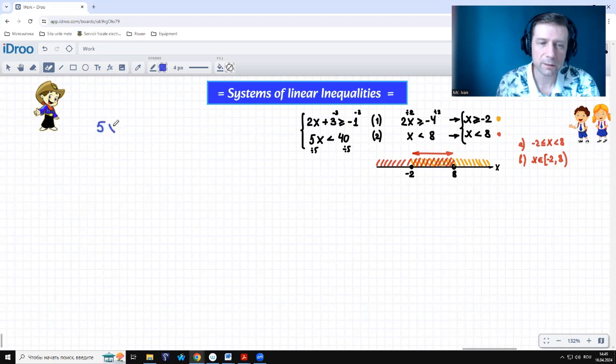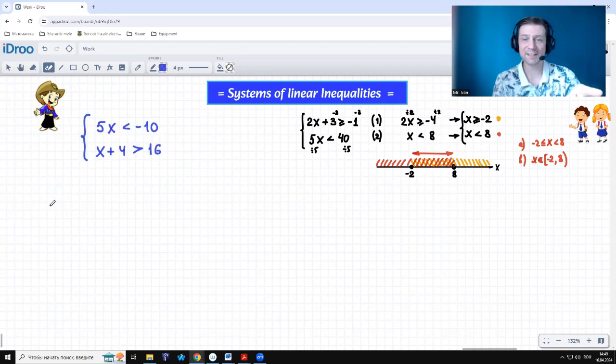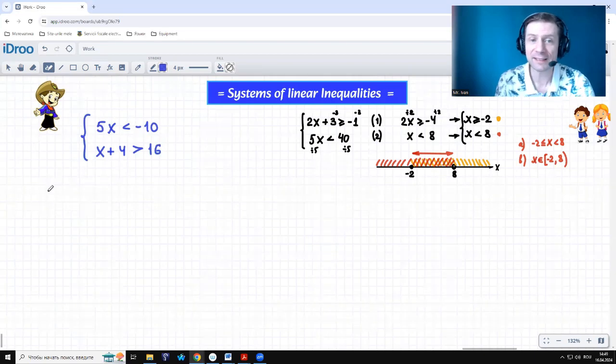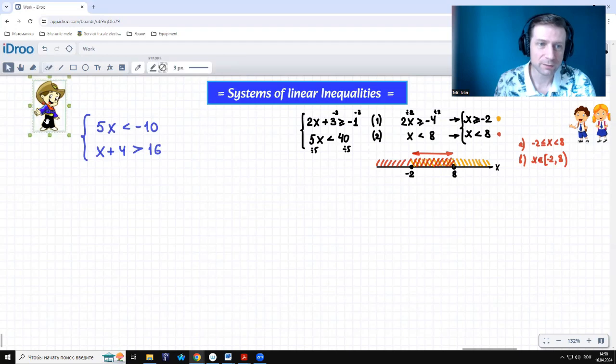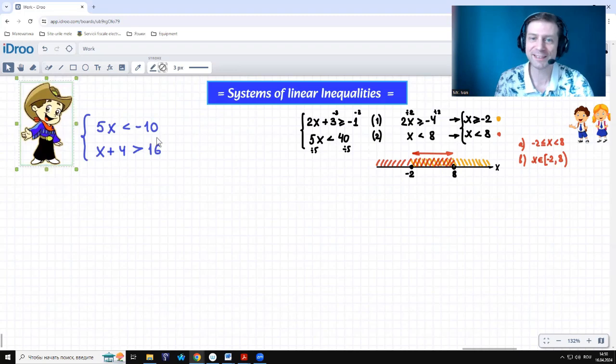5x is less than -10 and x plus 4 is greater than 16. You could try solving it on your own, and then let's think of it. What does it mean eventually? So this guy is kind of mocking at us. Could you solve it?